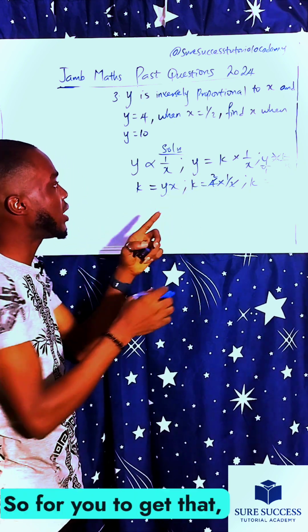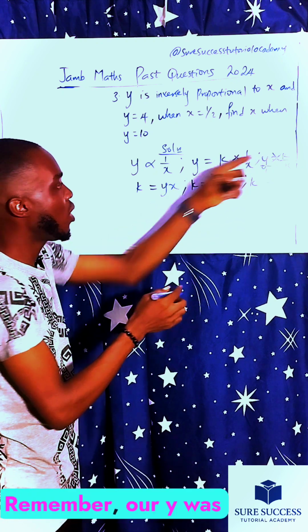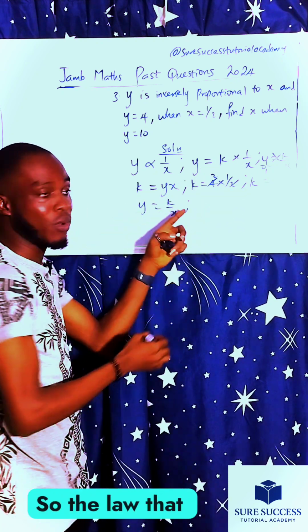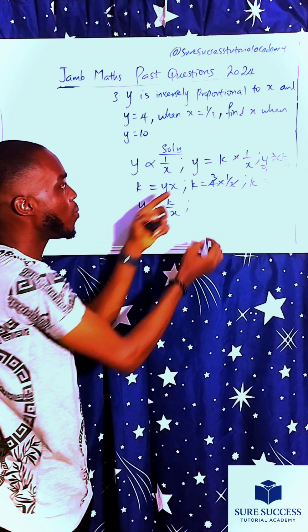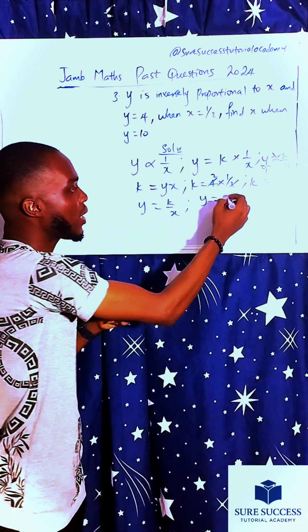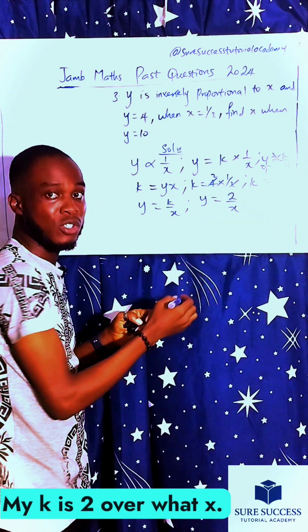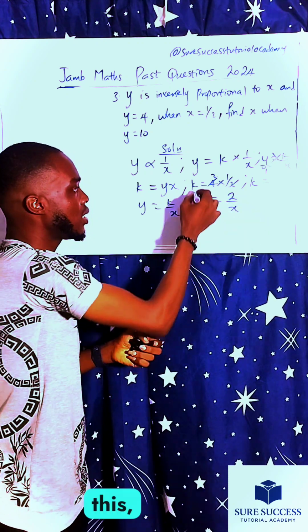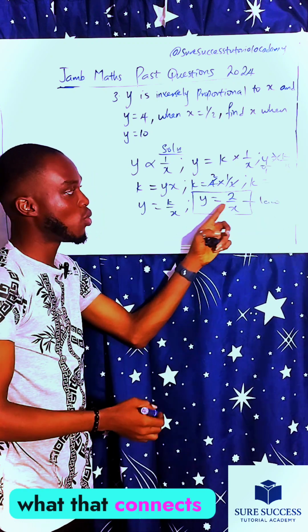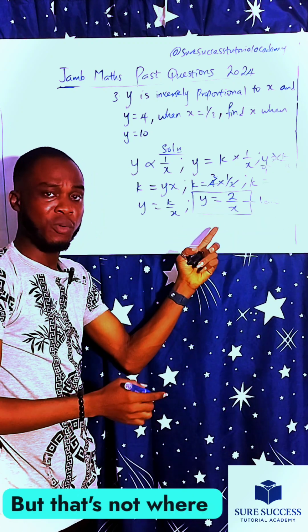For you to get that, come back to this. Remember, our y was equal to k over x. So the law that connects y and x is this. That would be y equals, what is my k? My k is 2, so y equals 2 over x. Should you see a question like this, this is what you do. So this is the law that connects y and x.